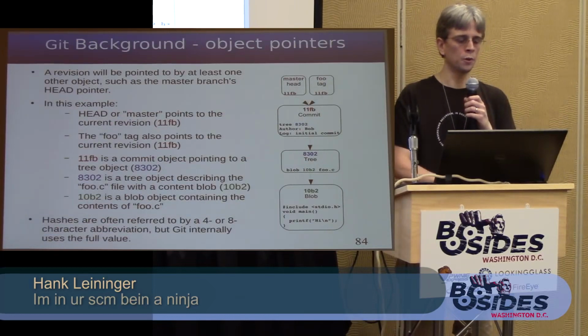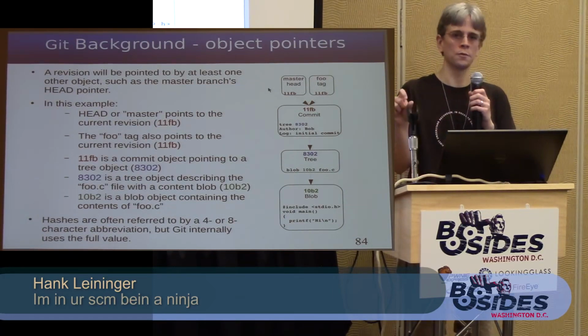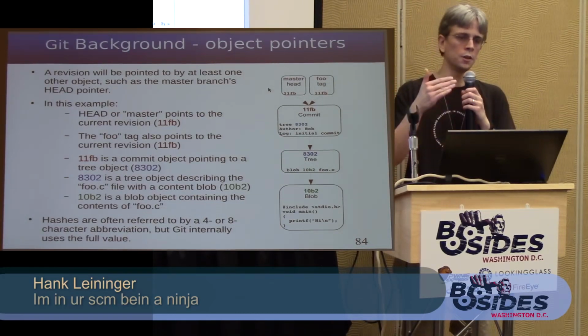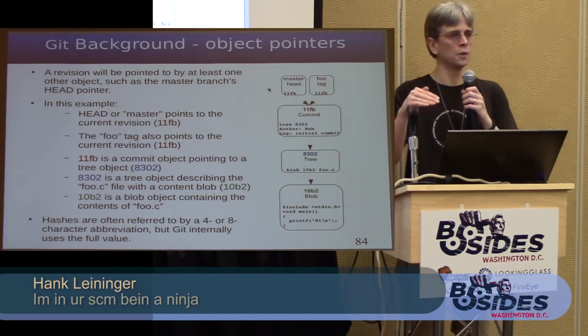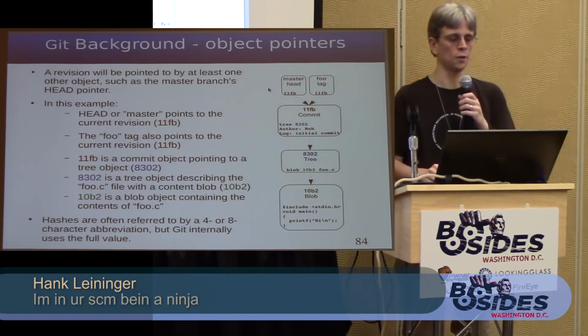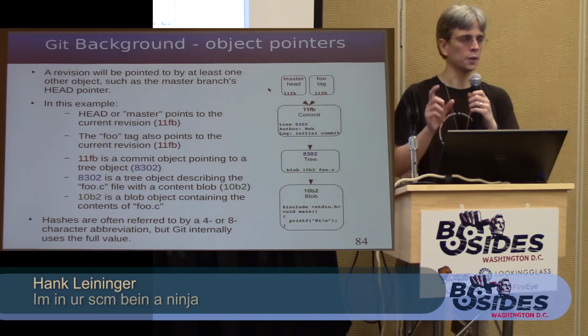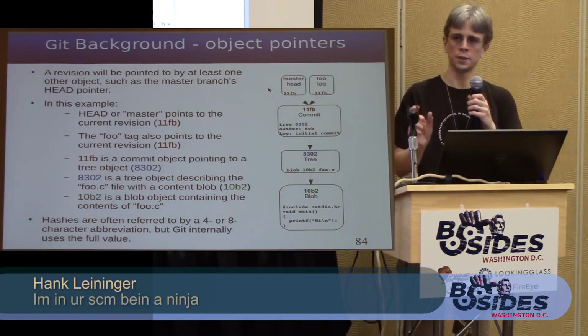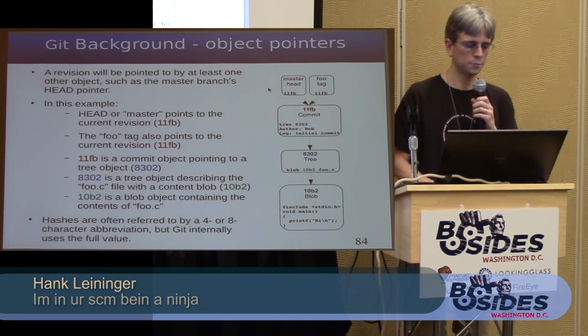So a revision will be pointed to by at least 1 other object. The head pointer is actually not a special binary object file. It's just a text file under refs that contains the checksum/name of the object that's the head revision. And then you can walk backwards from there to piece together all the rest. And I'm going to consistently use only a 4-character short name for revisions, but Git internally uses the full length of a SHA-1 sum as the object name.